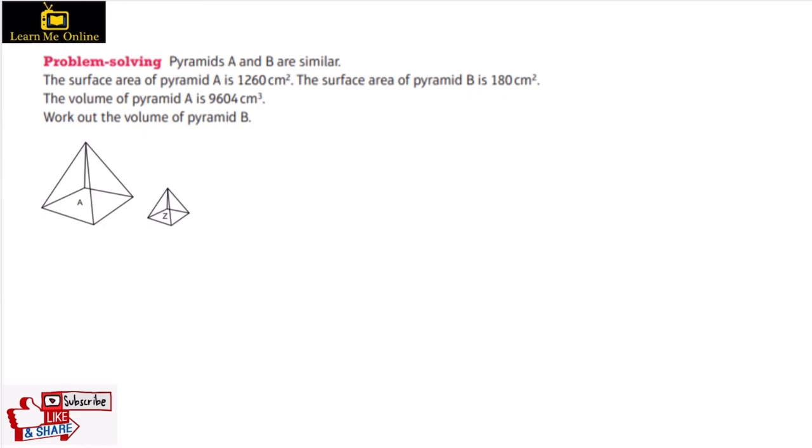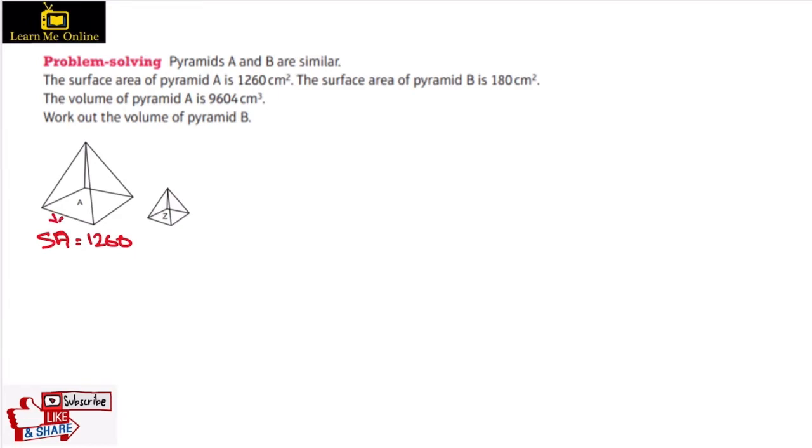Now here we have got the next example. The two pyramids A and B are similar to each other. The surface area of the pyramid A is 1260. So this pyramid has got the surface area of 1260. I'm going to write it down here. This is for the bigger one, A.